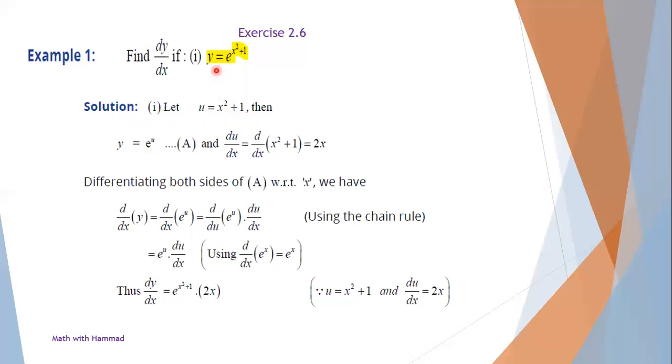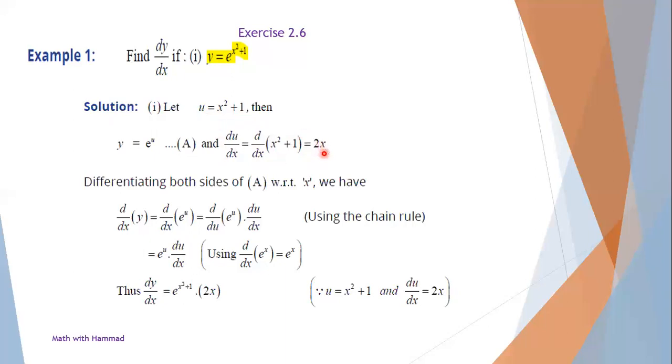Here we have two equations but three variables: one is x, another is y, and the third is u. So we will use the chain rule. y is equal to e raised to power u, and here x is the independent variable and u is the dependent variable. So differentiate this equation with respect to x. We will get du by dx is equal to 2x, because the derivative of x square is 2x and the derivative of 1 is 0.